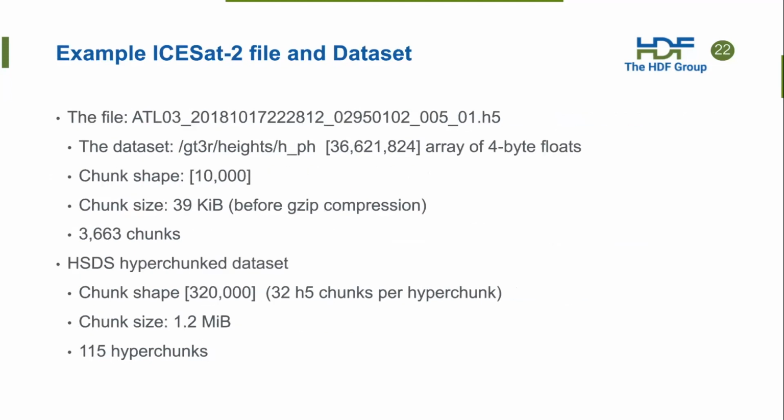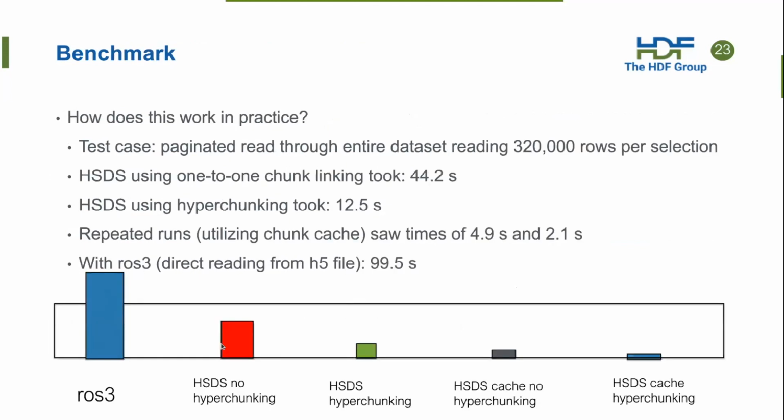How does HyperChunking help? So here, the original chunk shape was 10,000. The chunk size was 39 kilobytes, or 3,000-some chunks. In an HSDS version of this dataset, the chunk shape is 320,000. The chunk size is 1.2 megabytes, and there are 115 hyperchunks. And the performance works like this.